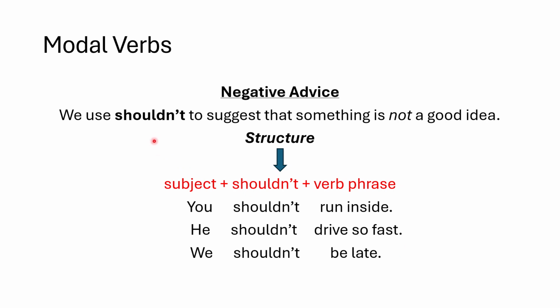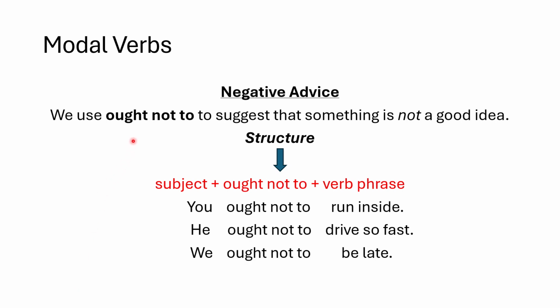Shouldn't is a contraction of the words should not. Shouldn't is more natural in speech and is also considered more polite than should not. The speaker thinks these are not good things to do.